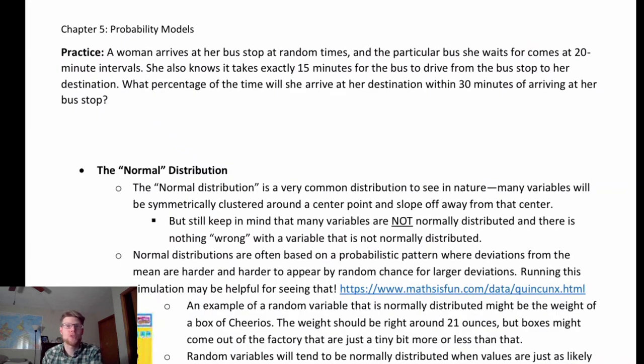Here's another one. This one's set up a little bit trickier to kind of get you to think about it. I'd encourage you to pause the video for a second and see if you can solve it. But here we have a woman who arrives at her bus stop at random times, and the particular bus she waits for comes at 20-minute intervals. She also knows that it takes exactly 15 minutes for the bus to drive from the bus stop to her destination. What percentage of the time will she arrive at her destination within 30 minutes of arriving at her bus stop?